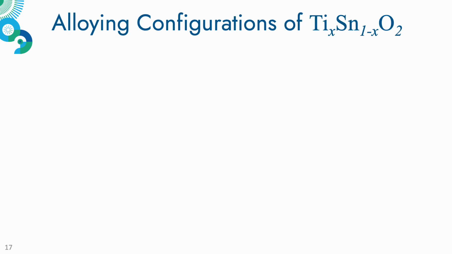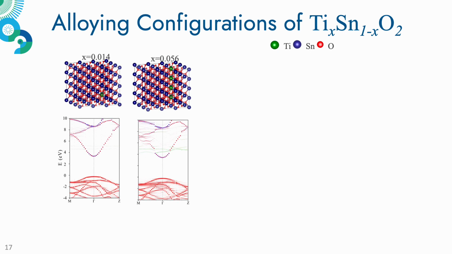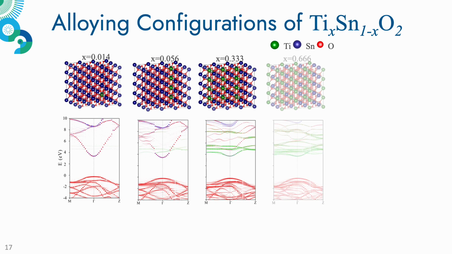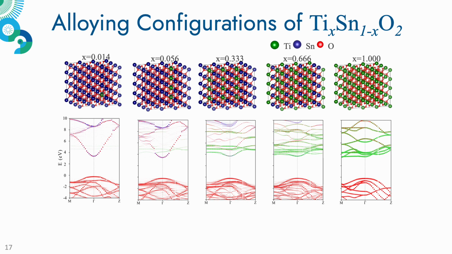In addition to strain, we can also vary the doping and alloying concentration. Here are the crystal configuration and the band structure as we increase the titanium concentration. The green dots are the titanium atoms and the blue dots are tin atoms. With the increase of titanium atoms, we can see how the effective band structure changes, and the green titanium contribution moves down and dominates the CBM step by step.